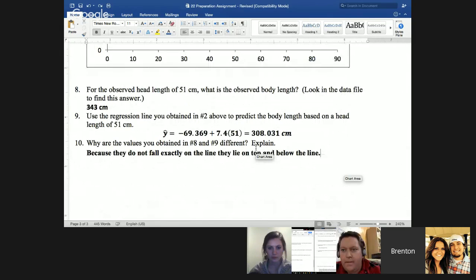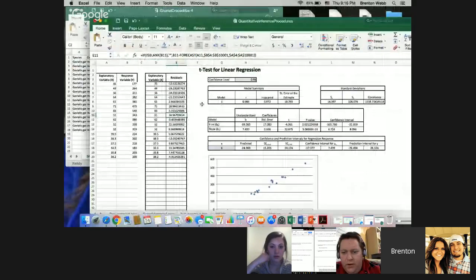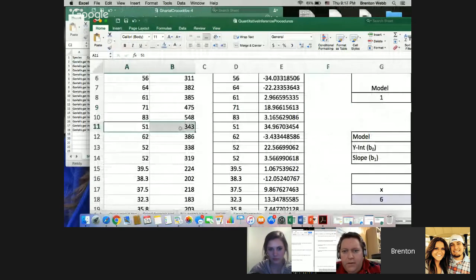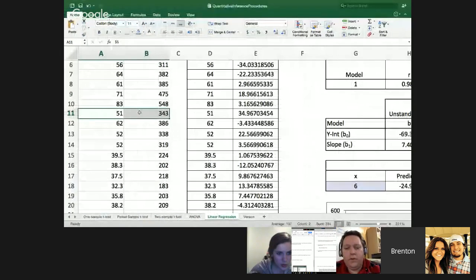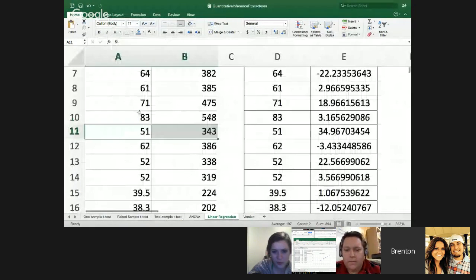Okay, so number 8, Rhett, do you want to take on 8? I didn't get this far. Well, this is just a group one anyways. I'm not sure if any of us did. I didn't. All right, I'll just read it. It says, for the observed head length of 51 centimeters, what is the observed body length? Look in the data file to find the answer. So the observed head length 51, just look at that particular entry. So 343. Yep. Right.